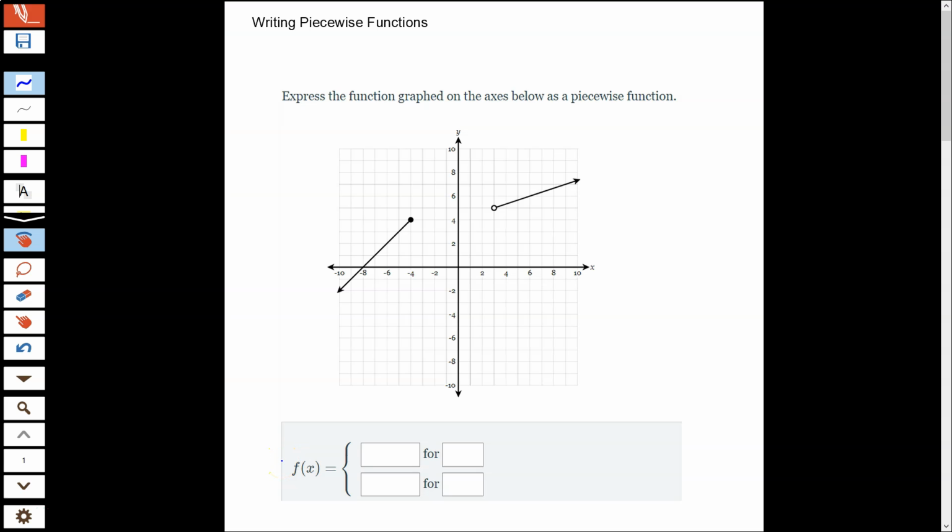Okay, here we're writing piecewise functions. So you're going to be given the graph, and your mission is to come up with the equation. These are all going to be linear pieces of our piecewise function, so you don't have to figure out what the equation of a quadratic is from a graph. Although I bet you could do that if I really needed you to.